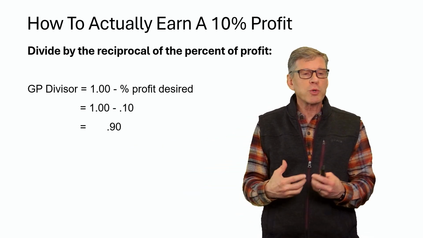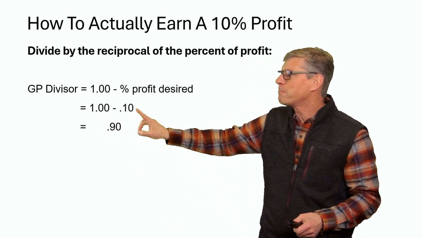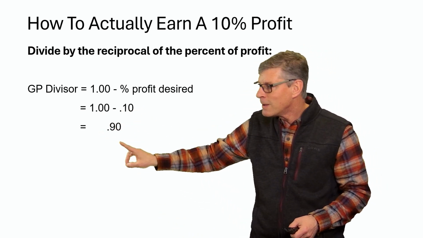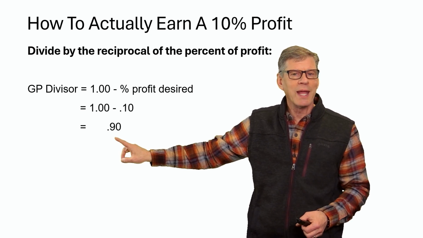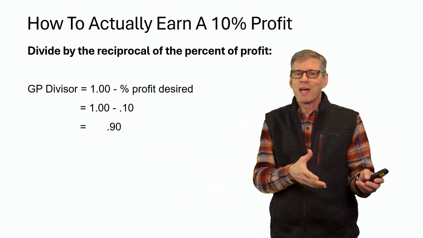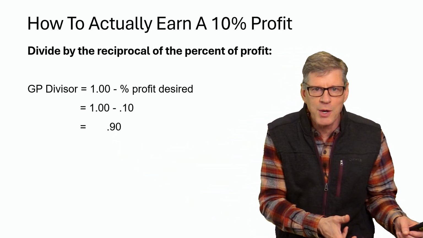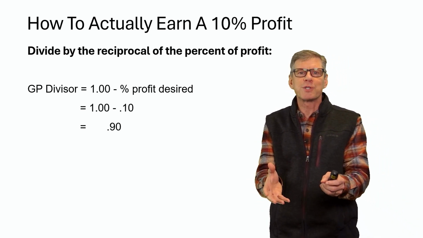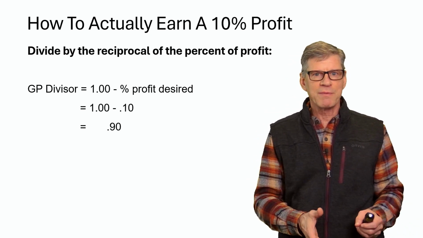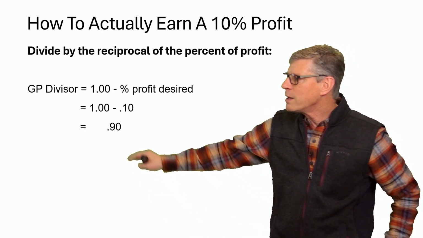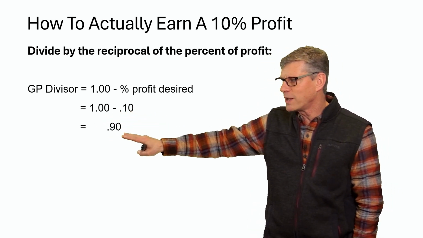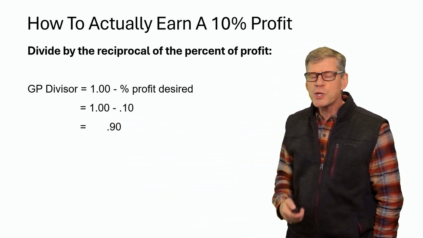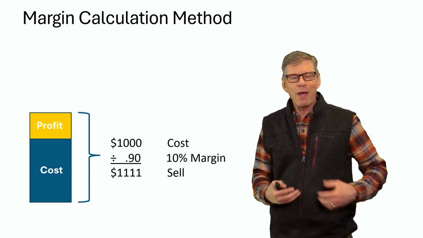If I'm looking for a 20% net profit, 1 minus 0.2 gives me a divisor of 0.8. 30%, 0.7. 40%, 0.6. So on down the line. If I'm looking for 25%, 0.75 is my divisor. You simply take 1 minus your target net profit, it'll give you your divisor. Once you have that divisor, now you can do the math.